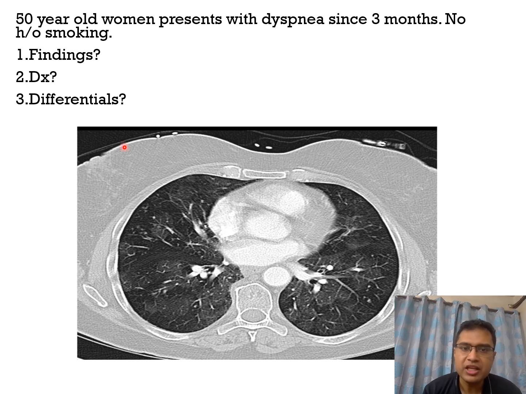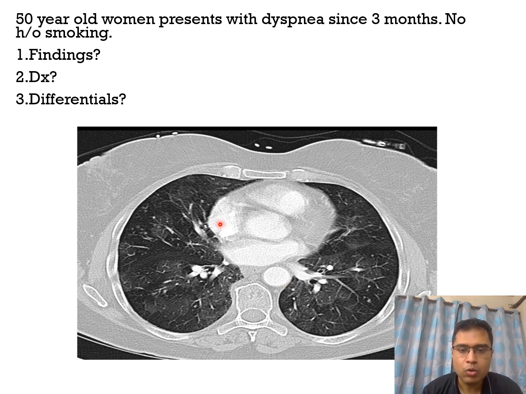Here we have a 50-year-old female who presents with complaints of breathlessness since the past 3 months. There is no history of smoking and she doesn't have any primary carcinoma. So based on the CECT image, lung window axial section that has been provided, what do you think the diagnosis is? I'll give you some time to appreciate the findings.